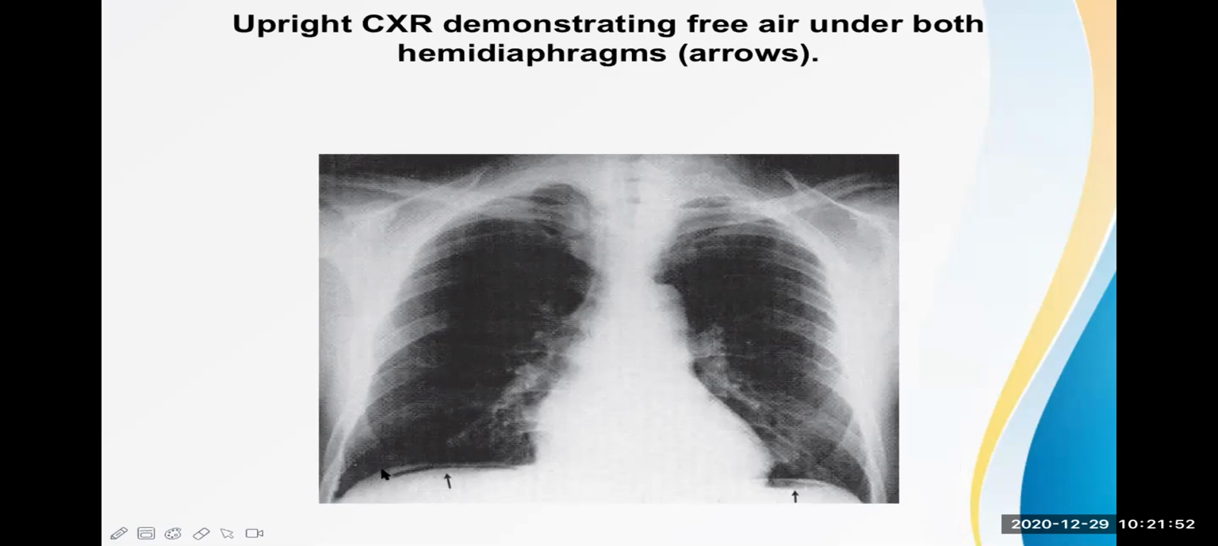Above that, there is a diaphragm. This is the right dome of the diaphragm. Below that, I can see one extra black line here. This is the collection of air under the right hemidiaphragm. And similarly, here is another one on the left side. This occurs because of rupture or perforation of the viscera. So this is known as pneumoperitoneum. And you have to always take this X-ray in the erect posture, with the patient standing.